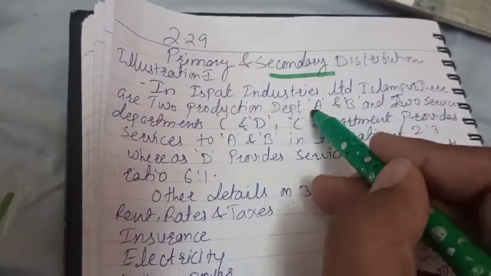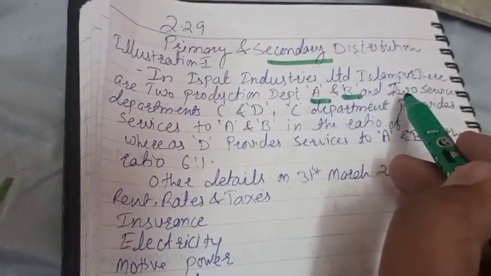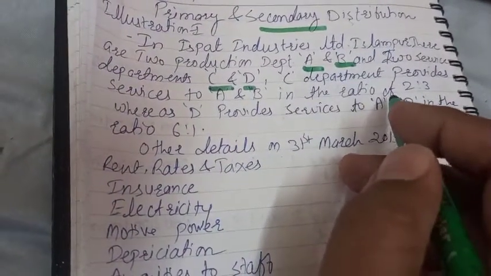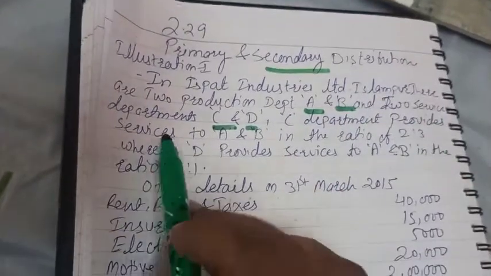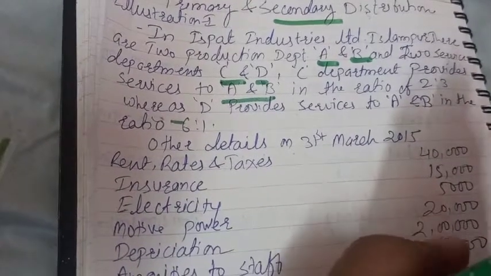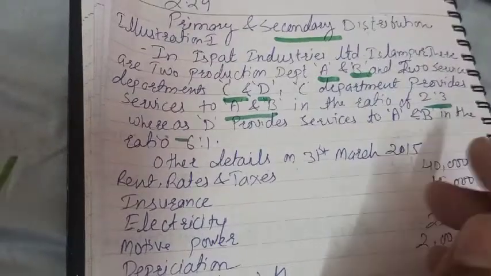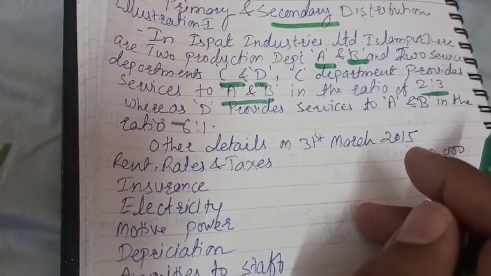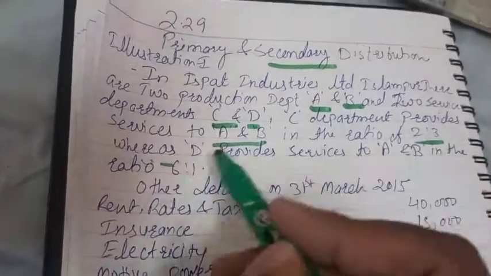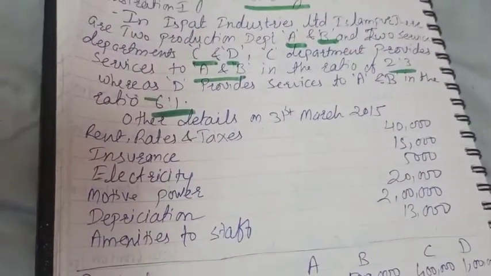In this illustration they stated that in Ispat Industries Limited, Islampur, there are two production departments, A and B, and two service departments, C and D. Department C provides service to A and B, not C. That means department C is only providing services to A and B in the ratio of 2:3, whereas D provides service to A and B in the ratio of 6:1. This ratio is useful for secondary distribution.